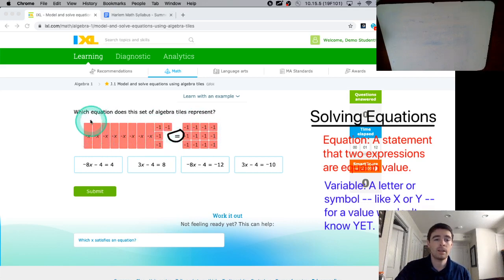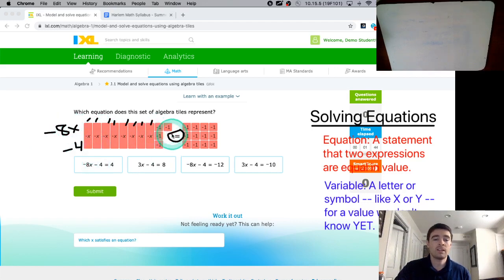When I count up, I see 1, 2, 3, 4, 5, 6, 7, 8 different X tiles right here, and they all have a negative symbol in front of them. So I'm going to see that as negative 8x, because there are 8 copies of this negative x value, whatever it is. Here I also see 4 copies of negative 1. Negative 1 four times would be negative 4 in value. So the left side has a negative 8x and a negative 4.